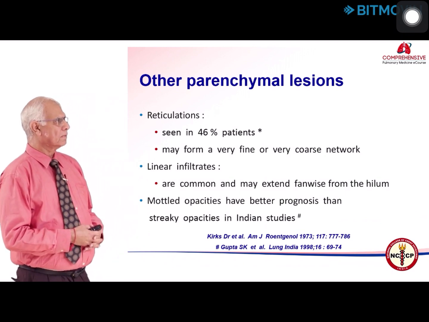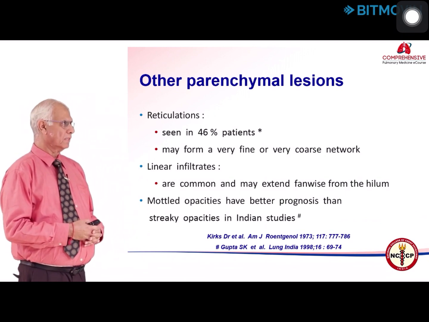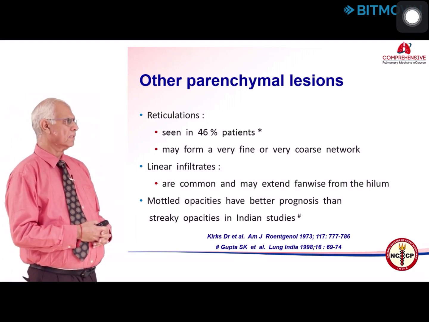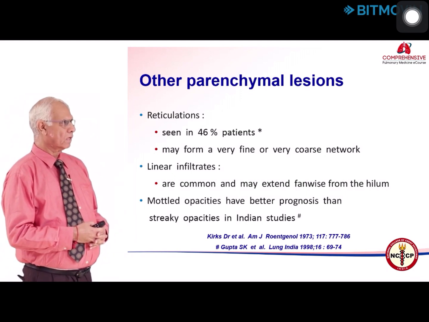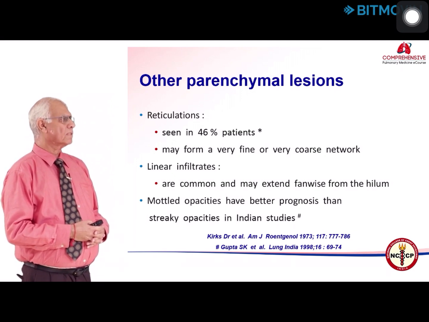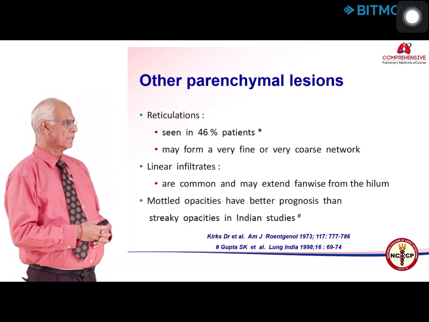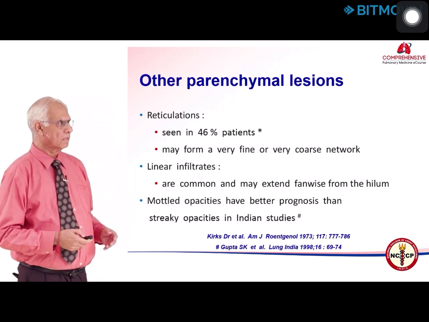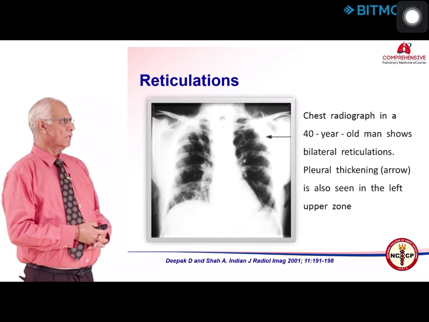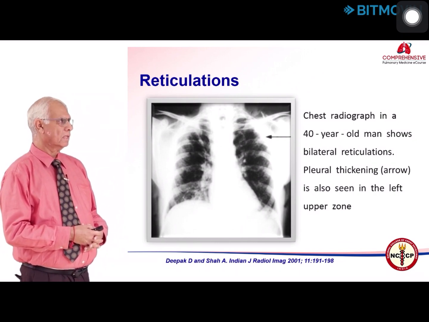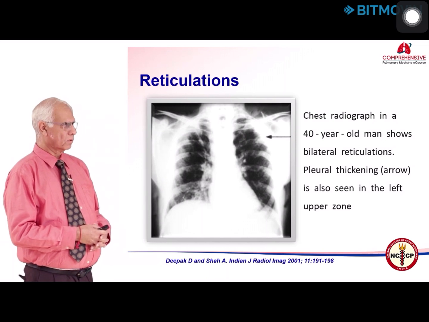The other parenchymal lesions are reticulation, seen in nearly 50% of the subjects, which may form very fine or very coarse networks. The linear infiltrates are common and may extend fan-wise from the hilum. Mottled opacities have a better prognosis than streaky opacities, is what Dr. Gupta had to say in his work on sarcoidosis. This is a 40-year-old male with bilateral reticulations in both the lung fields.